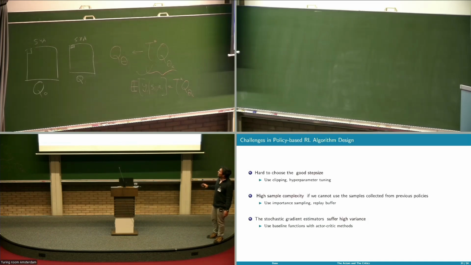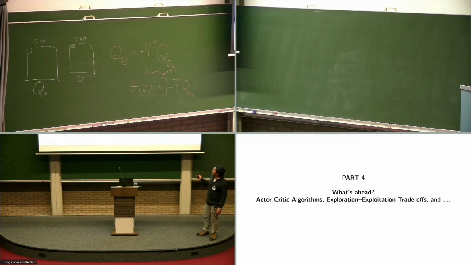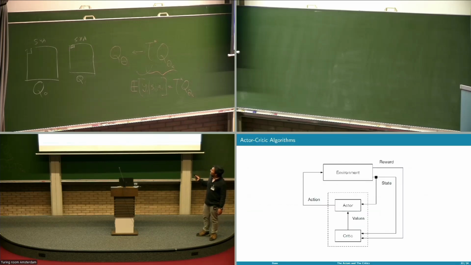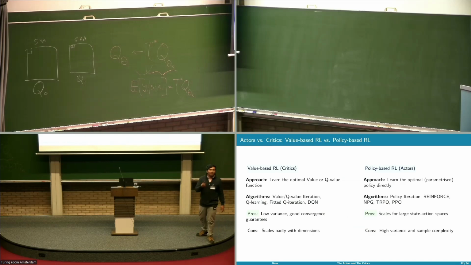And the final thing is that the stochastic gradient estimators suffer from high variance. Again, people use baseline functions. You can read chapter 10 of Sutton's book, and then also you can go for actor-critic methods, where we don't know how it really works theoretically, but we know it works. So the next thing is people go for actor-critic methods, and that is where the name of the talk is coming from, the actors and the critics, because what we have studied in two parts are these value-based RL methods, which are called critics, and the policy-based RL methods, which are called actors.